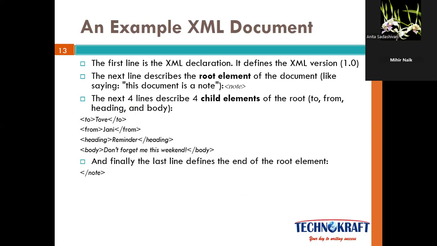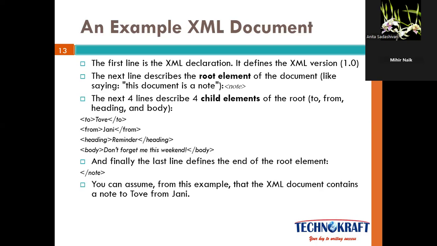So every time an XML document is written, it is written this way only. First, you have to define it. Then you have to write the root element, describe the root element. Then you have to write the child elements. Finally, the last line defines the end of the root element. You can assume from this example that the XML document contains a note to Toby from Jani.